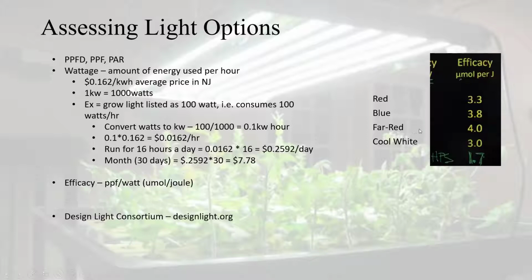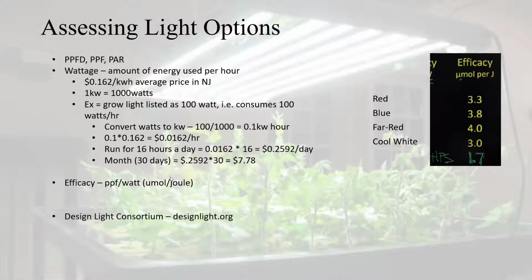And if you see over here, this is just a quick little example. These are LEDs, so red LEDs, blue, far red, cool white, and this is high pressure sodium. You could see that the LEDs have a much higher number, so they're much more efficient. You're getting many more photons per unit of energy that the light is consuming. So that's another thing that you want to look at.